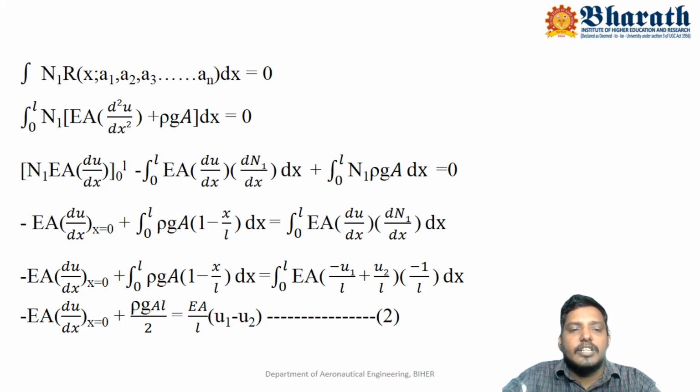Then we will get the equation. Then we apply N1 times EA du by dx. Then the x equal to L condition. When x equal to L, it is specified at nodal location 2. At nodal location 2, the shape function N1 value becomes 0.